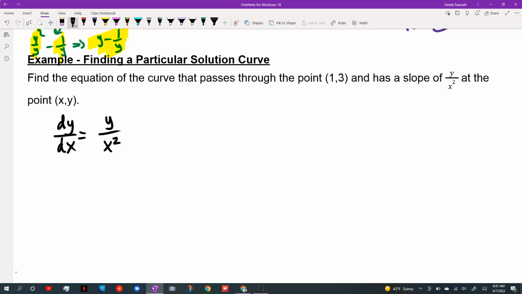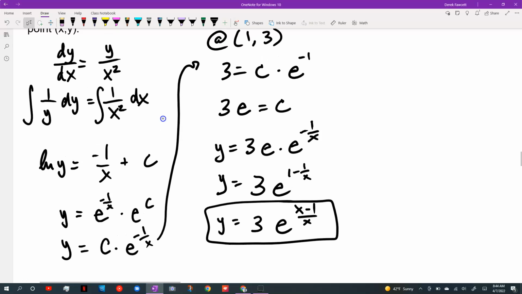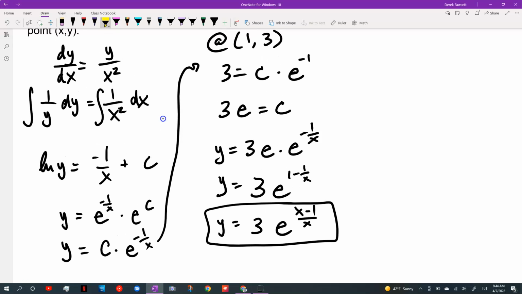This one's not too bad. Go ahead and try this one on your own. So pause the video, try it on your own, see how you do, and then come back to the video when you're all done to make sure that you did everything correctly. Okay, so let's see how you did.